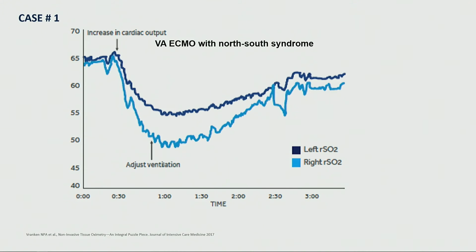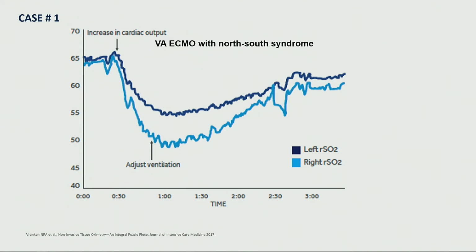I will now share with you some clinical examples, some published and some unpublished and from personal experience. Here is one that is published where we've had a north-south syndrome. So the two shades of the rSO2 are the left and the right side. As you can see, they've both started at the usual 65. And as the innate cardiac output kicks in, the right-sided SO2 starts suffering, and there is a separation.